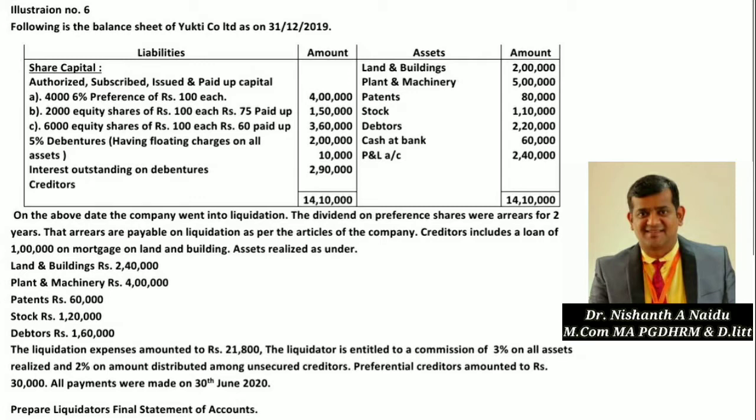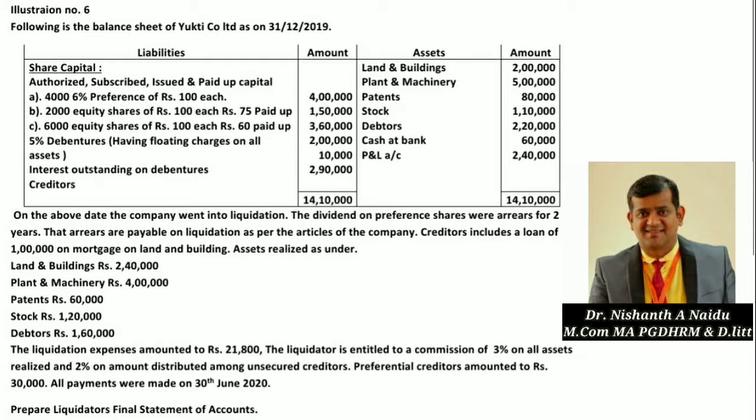Next, point C, we have 6,000 equity shares of rupees 100 each. The face value is 100, but only 60 rupees has been paid up. In the same way, you can assume the company has to make a call of rupees 40 of second and final call. The company had called till the first call only. Clear? So 6,000 into 60, 3,60,000. Next, 5% debentures, clearly stated as having floating charges on all assets. So the debenture is secured, that is what floating charge means. How much is that? 2 lakh rupees. Next, interest outstanding on debentures is 10,000 rupees.